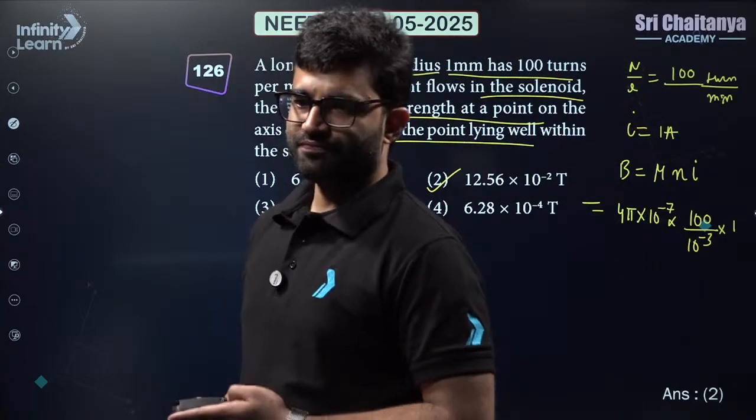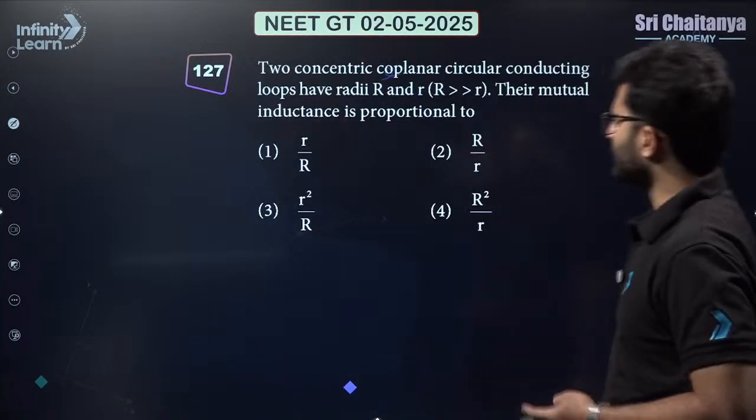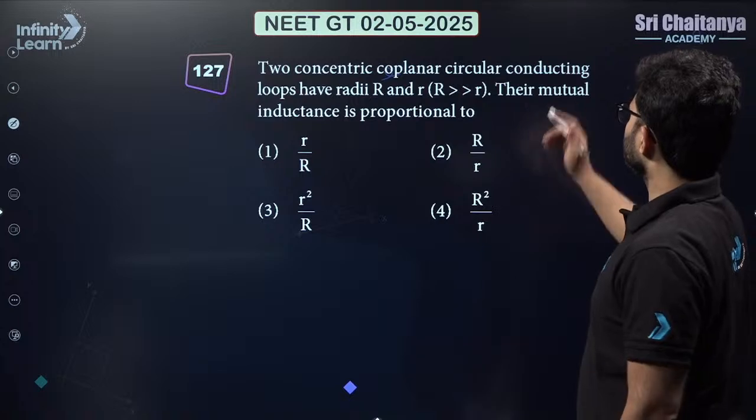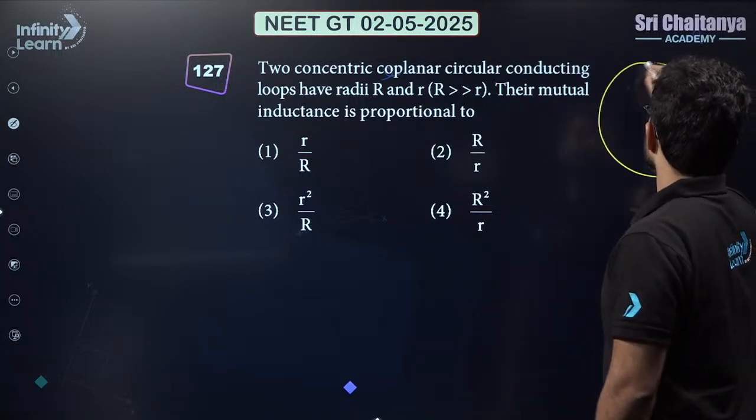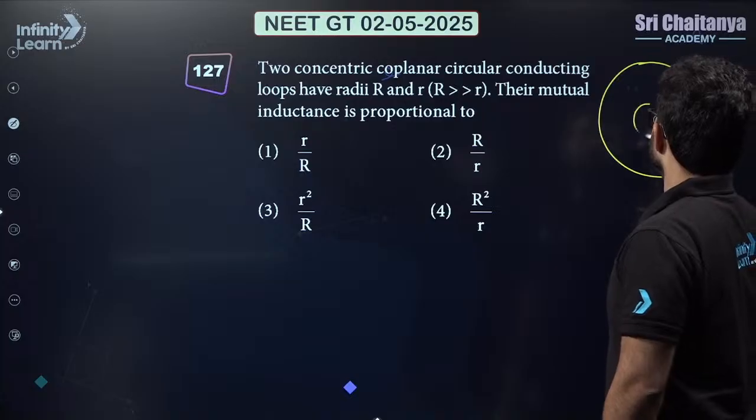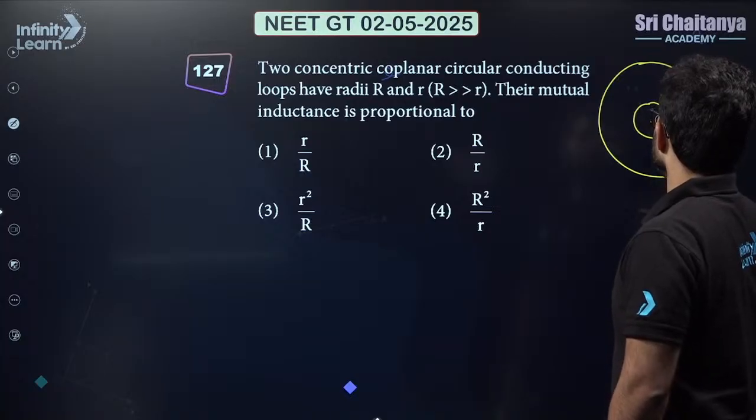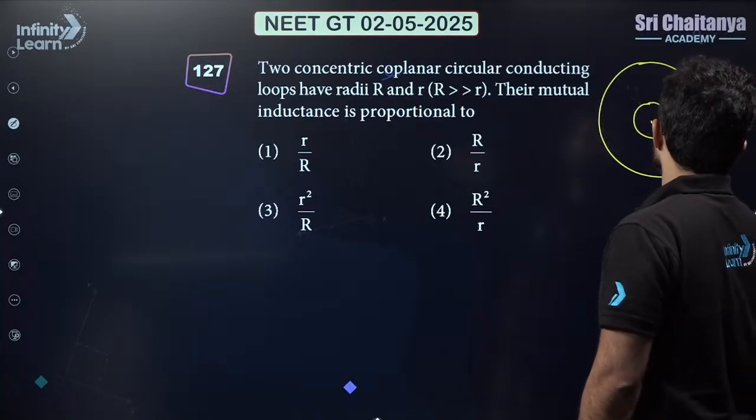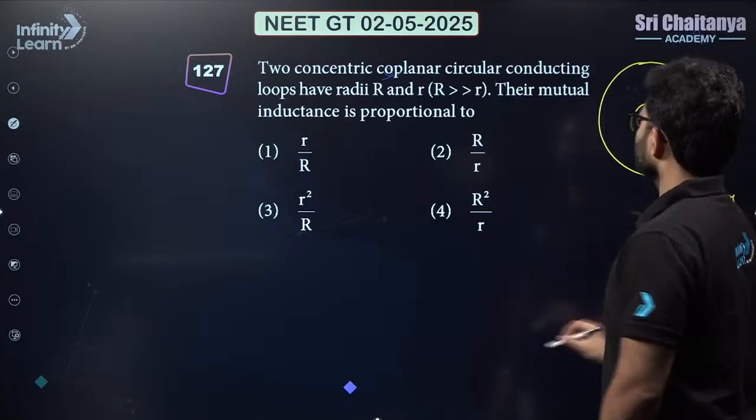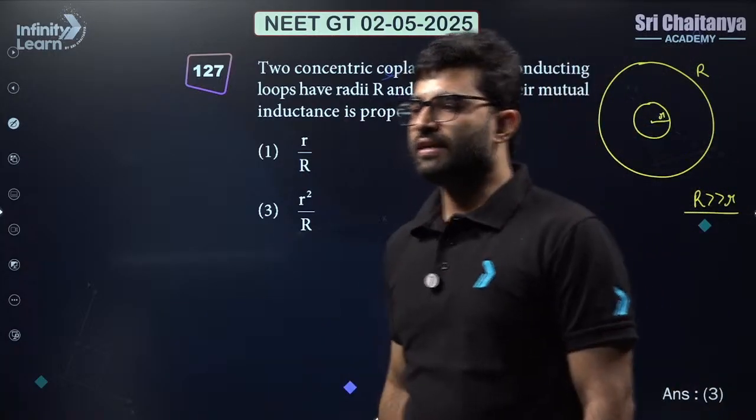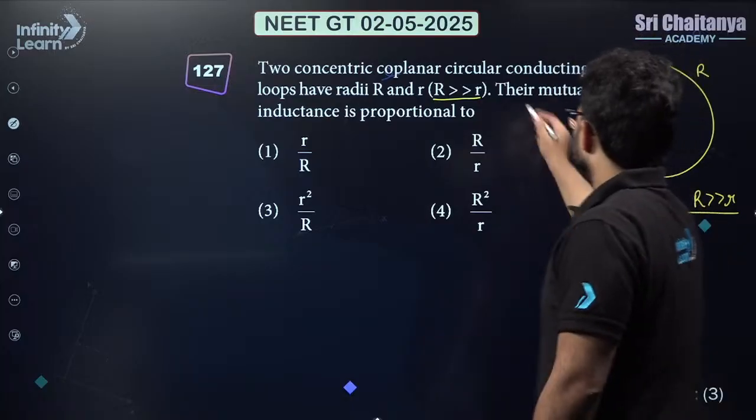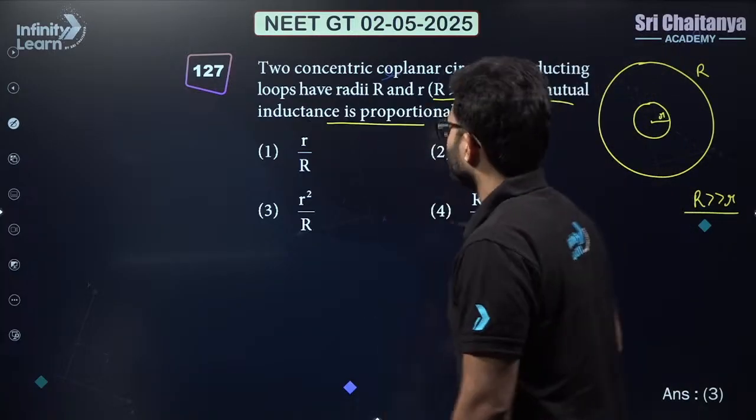Clear? Understood? Okay, next. Two coplanar circular conducting loops have radii R and r. So one is of capital R and another is of small r. These are two coils. It is very, very important that they have given you that capital R is greater than small r. If they had not given you that, it would have been a very difficult problem to solve. Their mutual inductance, which you have to calculate, is proportional to what?